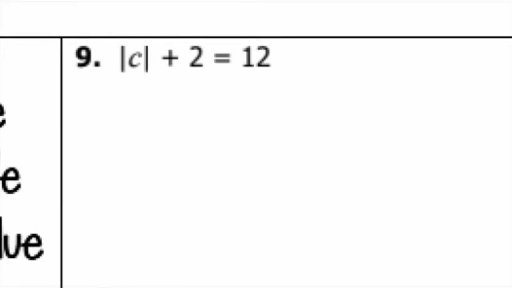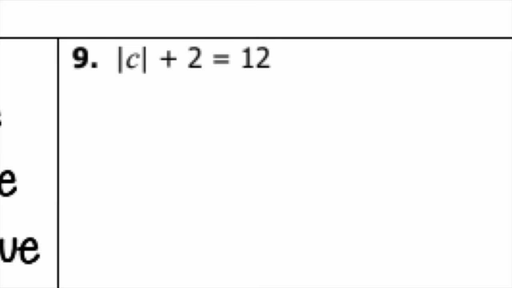So on number 9 here, before I make two equations, I have to subtract the 2. If I make two equations early right now, I'm doing it wrong, and I will explain after I solve this problem correctly why that would be wrong. Okay, so for number 9, I first subtract 2 to undo the addition of 2, and now I get the absolute value of c equals 10.